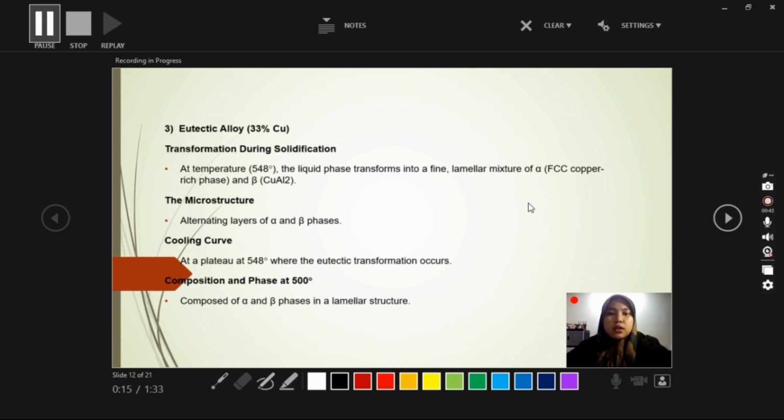Today I will talk about eutectic and hypereutectic alloys. For copper and aluminium, the eutectic composition is 33% copper atoms and the temperature is 548 degrees Celsius.